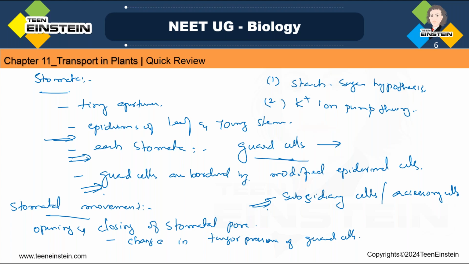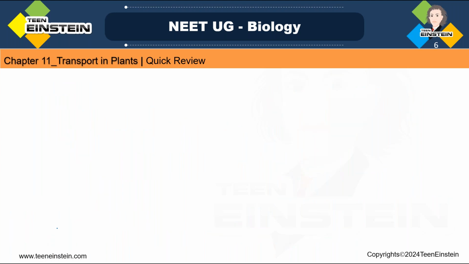Okay, then in the last topic of this chapter, we are learning about guttation. Those two theories, the K plus ion pump theory and the starch sugar hypothesis, are the two main hypotheses regarding the mechanism of opening and closing of stomata. That is a repeated previous year question. Okay, very important question. So now we are moving to guttation, which is the last topic.